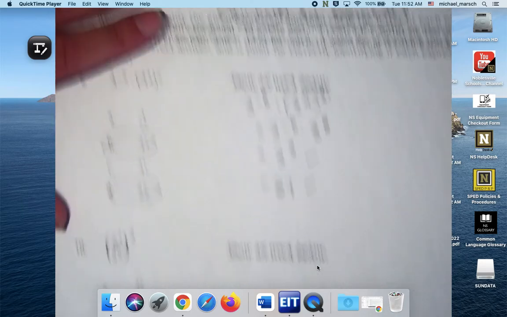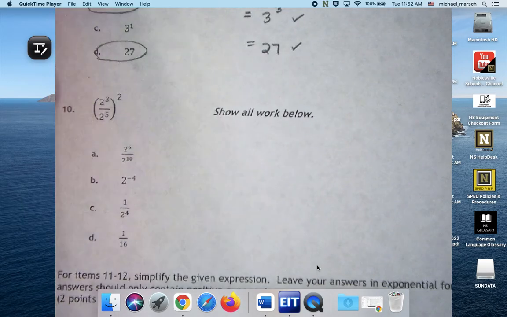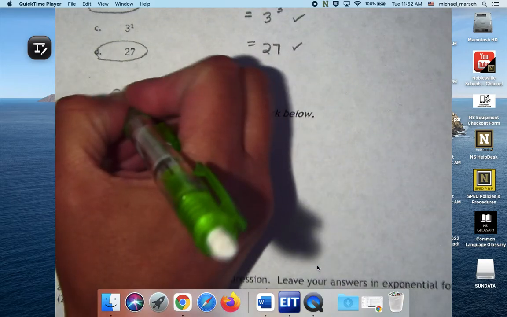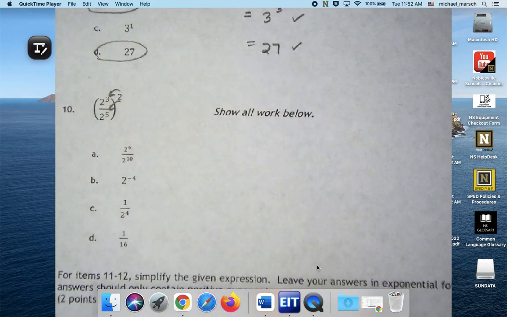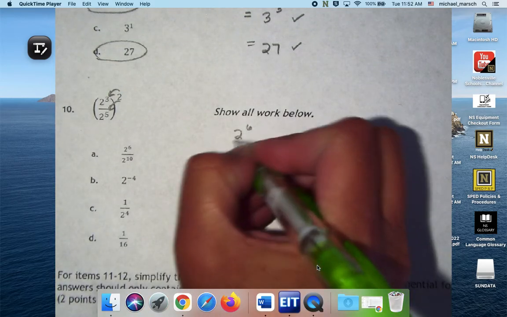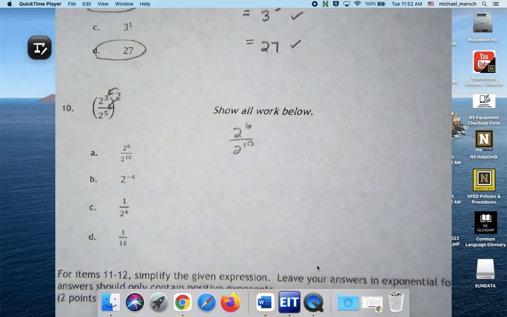All right, let's do the next one. What would I do first? I have 2 to the 3rd over 2 to the 5th, all raised to the 2nd power. What should I do first? Carmen? Distribute. Yep, I'm going to do 2 times 3 and 2 times 5. So I'm going to get 2 to the 6th over 2 to the 10th.